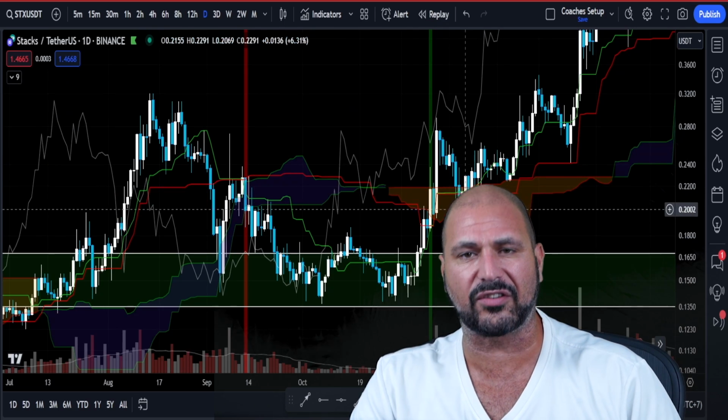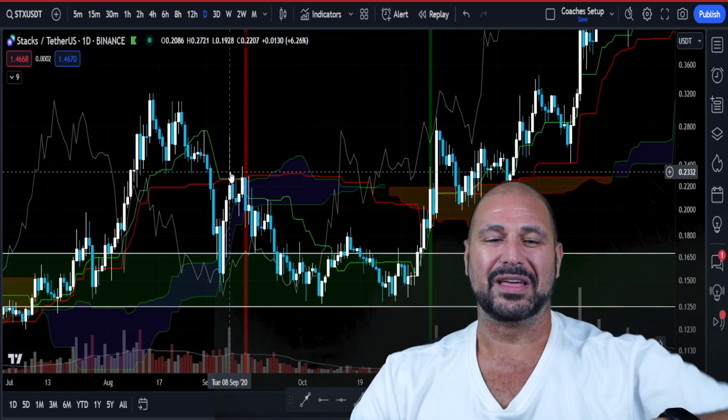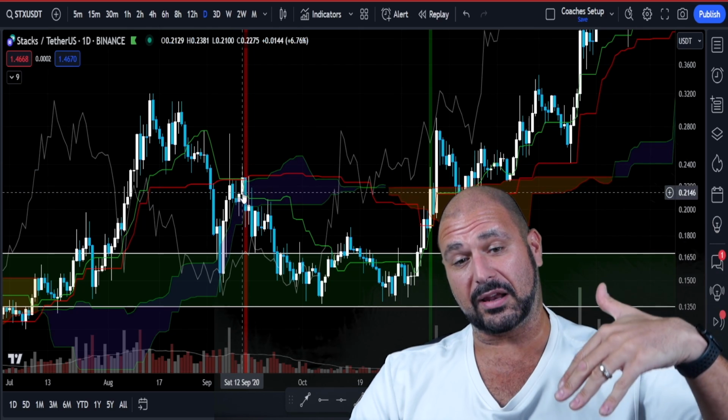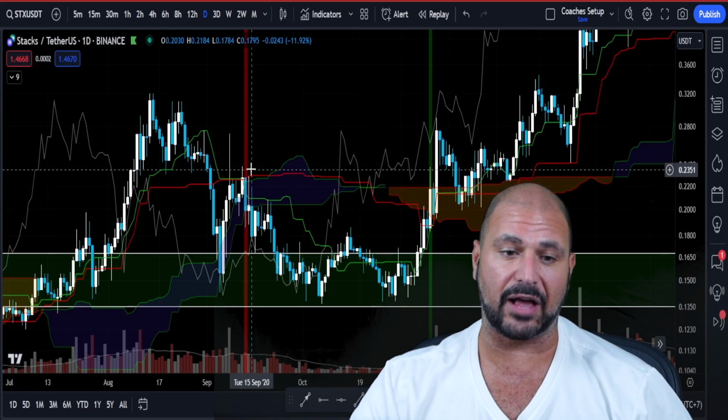Because sometimes it's hard to see. It will show you this happened. There was a cross above the fast EMA, cross below the slow EMA. Our Tenkan crosses below our Kijun, and that tells us the momentum is going to the downside, right? So that's a bearish sign.